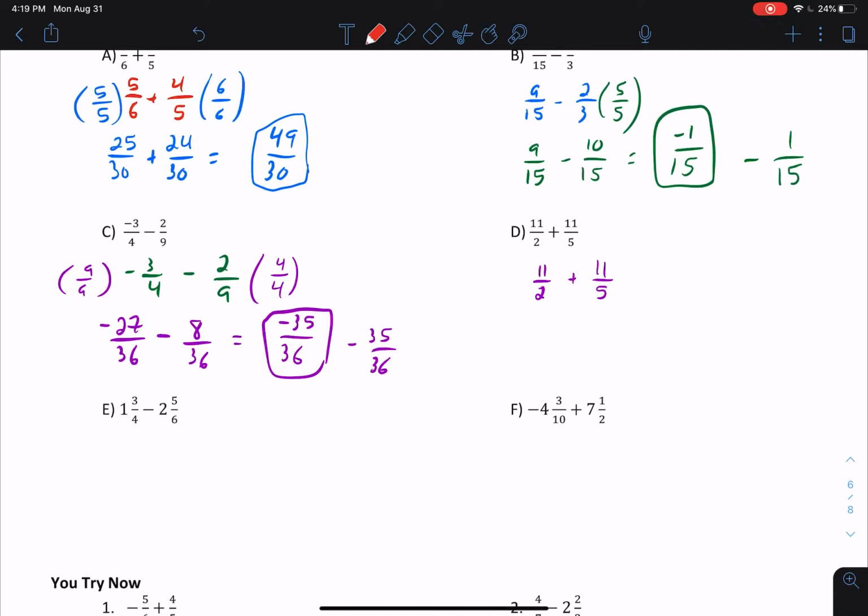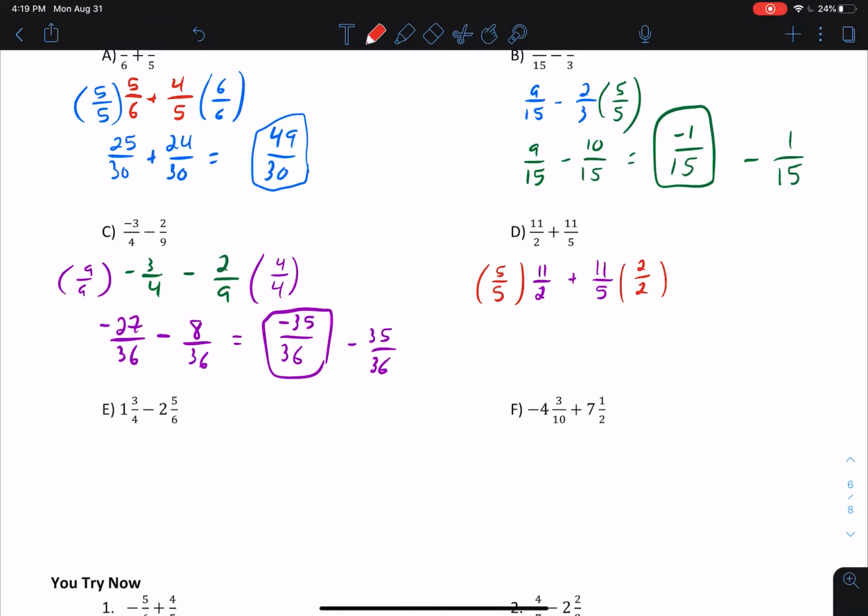So I need to manipulate my fractions to get a denominator of 10. I'm going to multiply the first fraction by 5 over 5, my second fraction by 2 over 2.